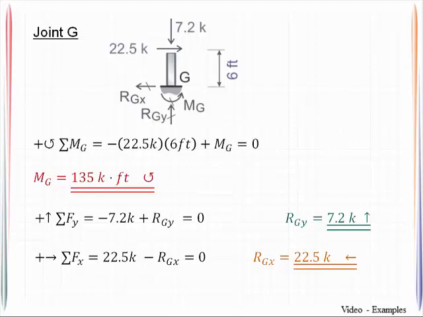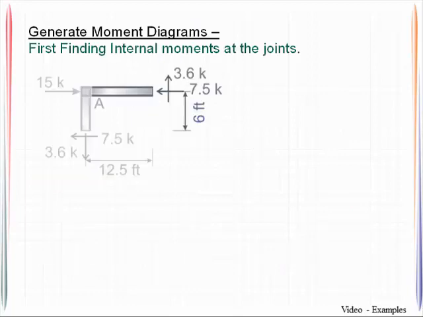So it's a little bit like truss analysis, joint to joint to joint to joint. And you simply need to separate the structure out by cutting at all of the moment releases and breaking them into their individual free body diagrams. The next thing we need to do is be able to generate the moment diagrams from all of these internal forces that we have found.